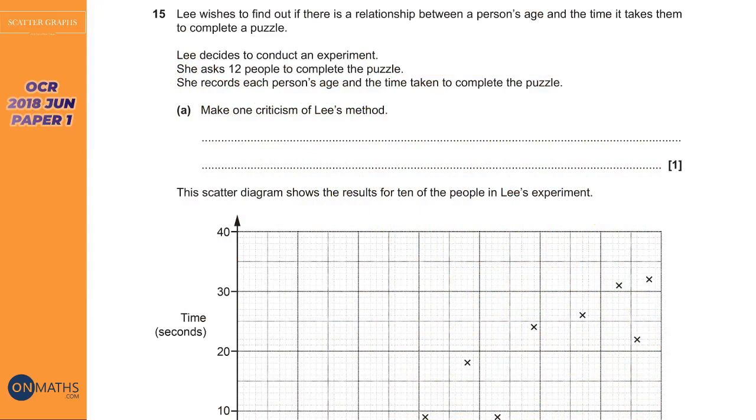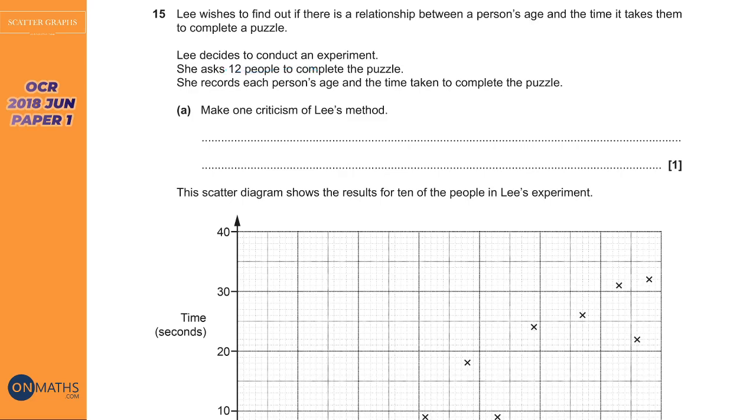We're looking at scatter graphs today. So got quite a lengthy one from OCR to start us off. It says that Lee wishes to find out the relationship between a person's age and the time it takes them to do a puzzle. Lee conducts an experiment. She asks 12 people.